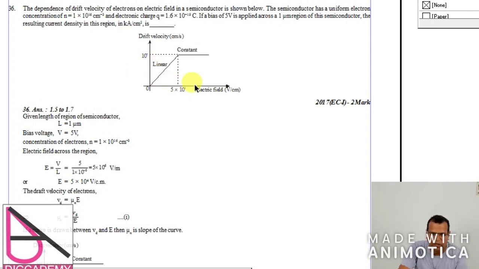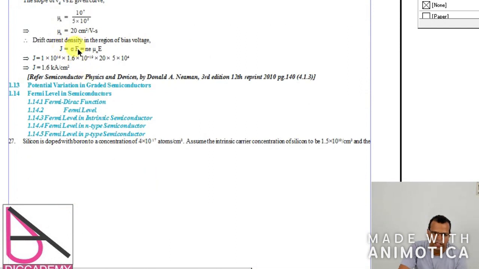So what I will do, you know what is the length? 1 micrometer. Voltage is given to you, that is what? 5 volt. Length is given to you. Electric field is what? V by L. So the voltage across the semiconductor bar is given, the length of the semiconductor is given, so we get V by L equal to E. So we have got one parameter required for calculation of current density, that is E. For calculation of sigma, I need to know mu n. So let us see how to find mu n.